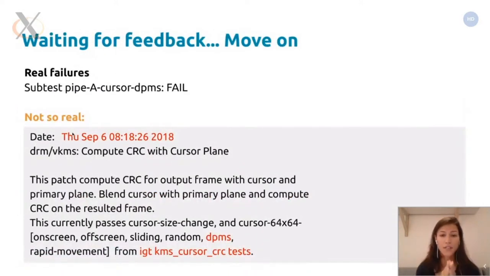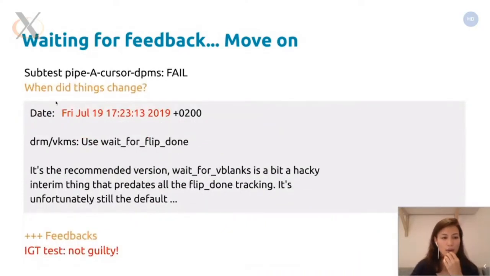While waiting for feedback, I shifted to the real failures. But it was not so real. The DPMS subtest was failing, but there is a commit in the past reporting that it was working. So when did the situation change?